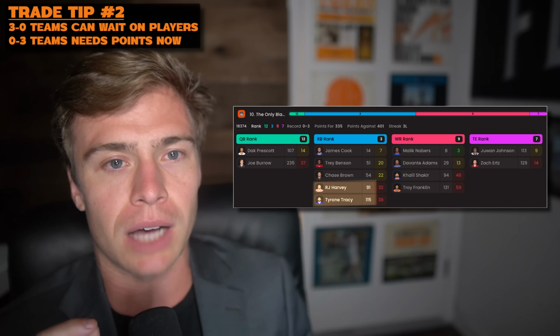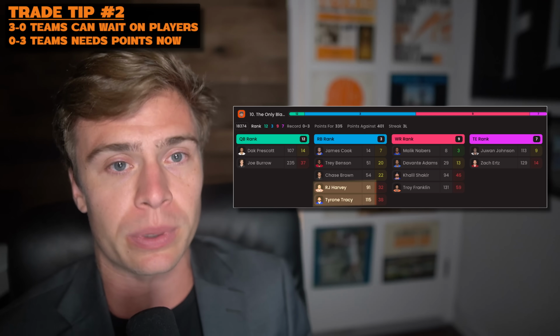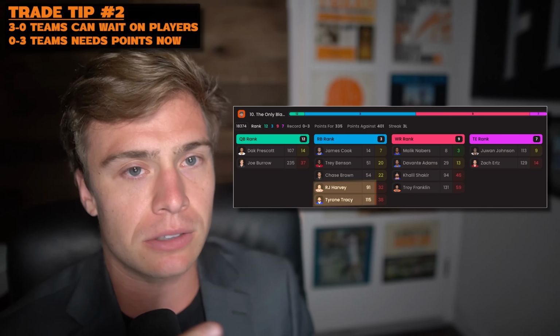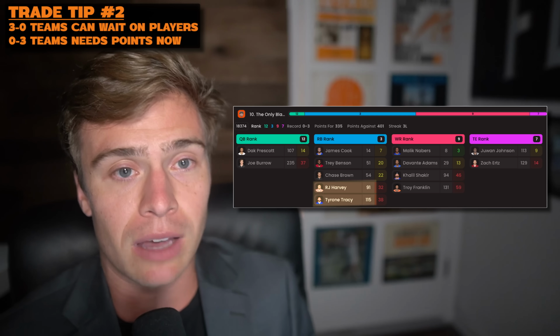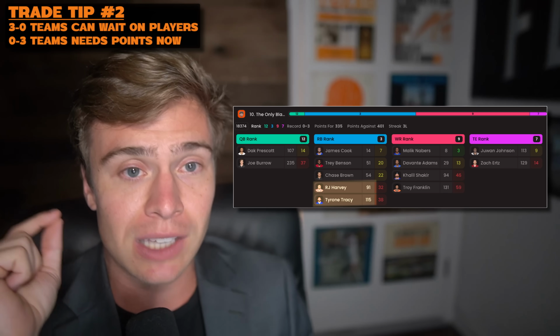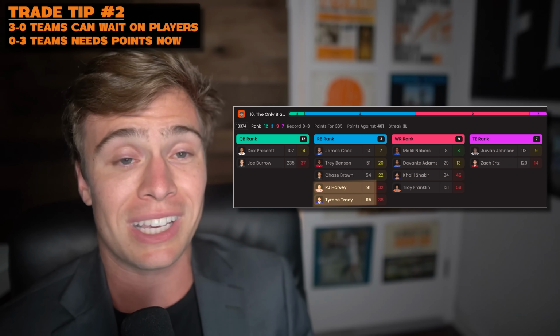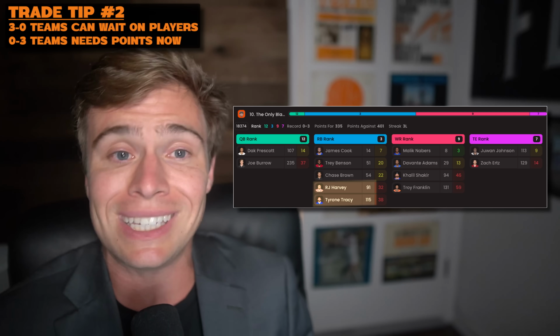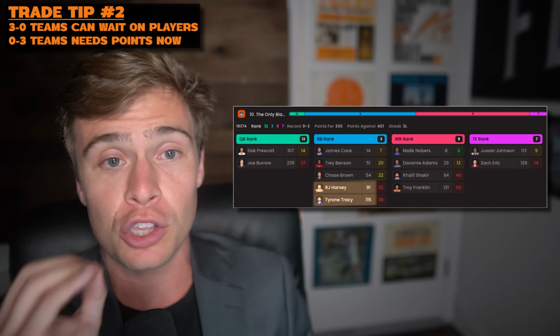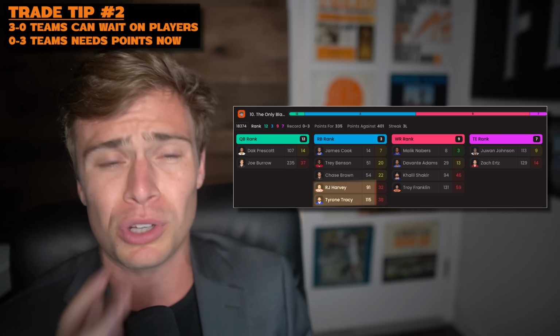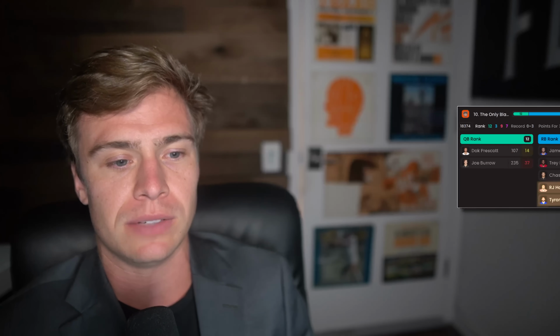You would be better off, if you're 0-3, to sell Kittle, sell Henderson, sell Rice, sell Lamb, sell them at a discount. Get somebody in your starting lineup today that is going to help you start putting points up on the board, because you cannot afford to fall to 0-4. You cannot afford to fall to 0-5. You at 0-5, you're done. Don't even bother submitting your starting lineup the rest of the season.